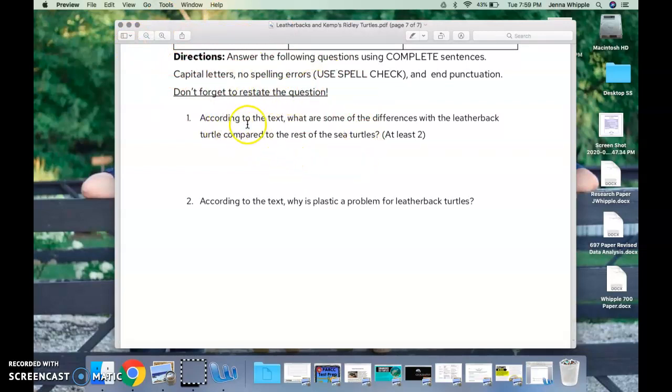So question 1, according to the text, what are some of the differences with the leatherback turtle compared to the rest of the sea turtles? You should have at least two differences from leatherbacks compared to the other turtles. And the second one, according to the text, why is plastic a problem for leatherback turtles? So for both of these, you should be finding information from the text, not information that you know about sea turtles that you've learned prior to this assignment.